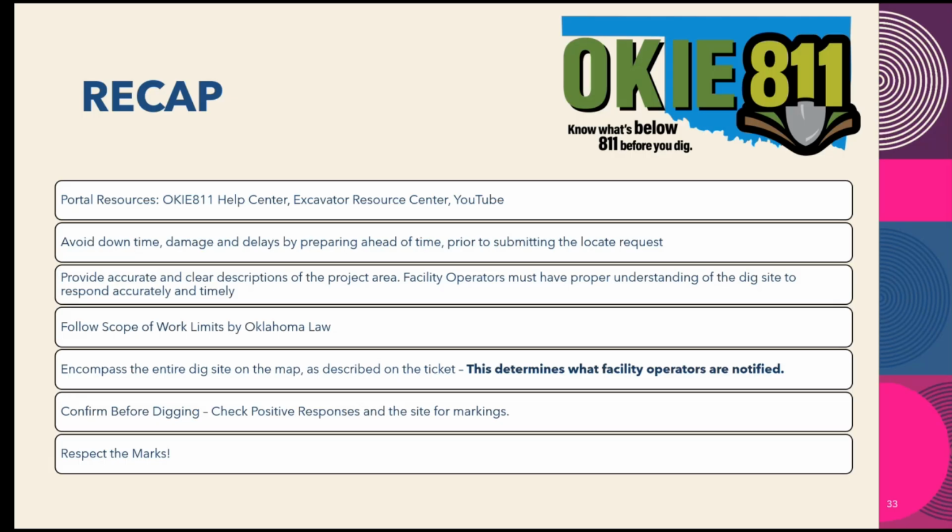Avoid downtime, damage, and delays by preparing ahead of time prior to submitting the locate request. Be sure you're providing accurate and clear descriptions of the project area. The facility operators must have that proper understanding of the dig site to respond accurately and timely. Follow the scope of work limits. Encompass the entire dig site on the map as described on the ticket. And I'm going to say it one more time. This determines what facility operators are notified, so be sure that it encompasses the entire area.